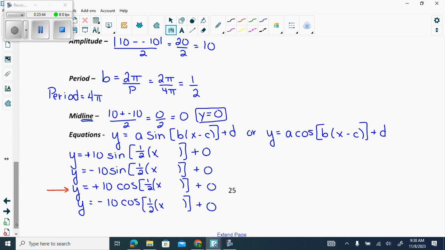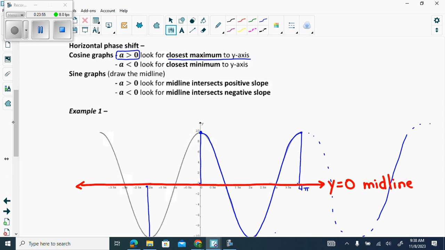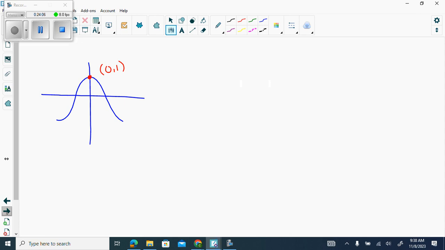Could I go plus 0 or minus 0? Sure. Do I need to do that? No. So the positive cos one is actually done. It didn't have to move. Where's my maximum? My maximum is here. It's on the y-axis. So how much did it move off the y-axis? None. So the positive cos would have no c. Let's go to the next one.